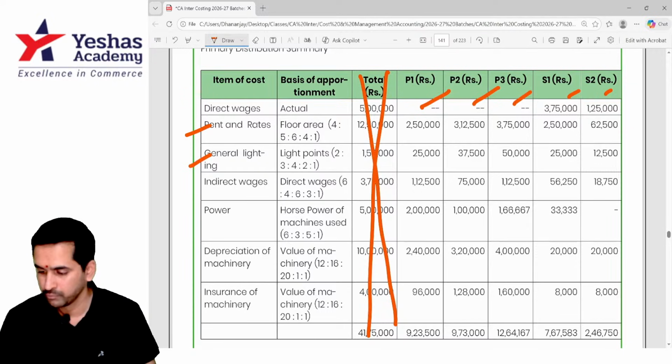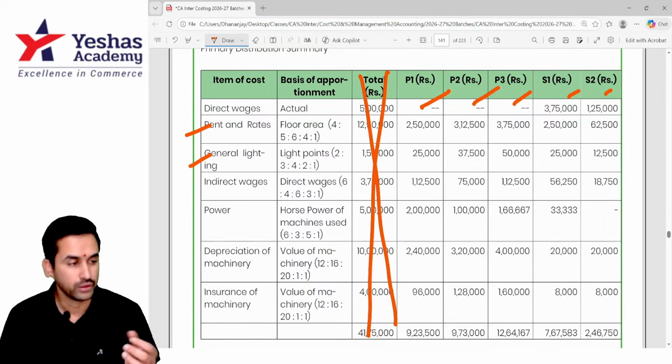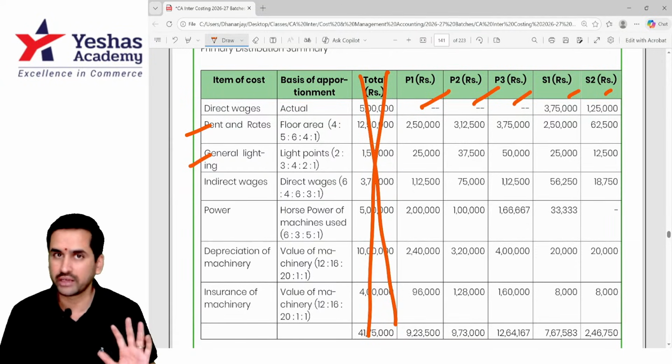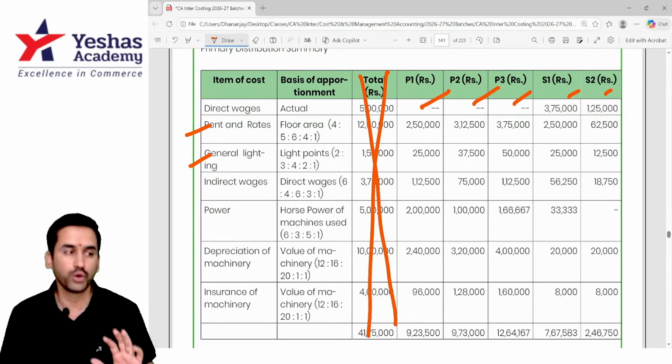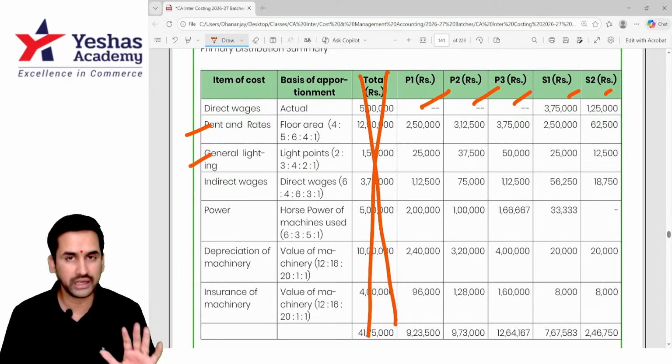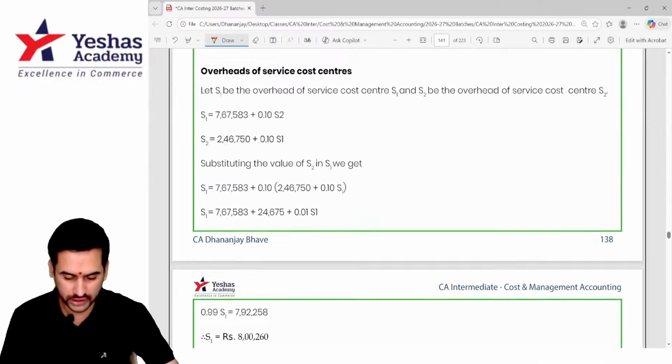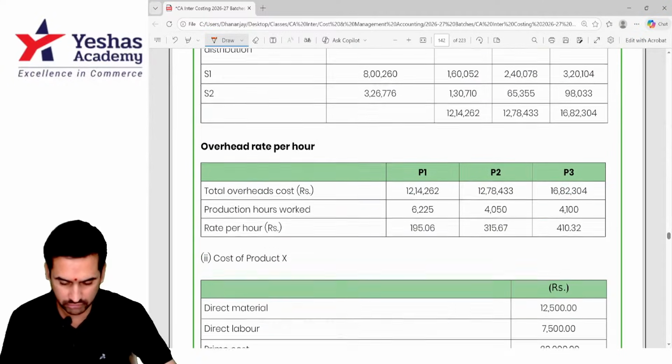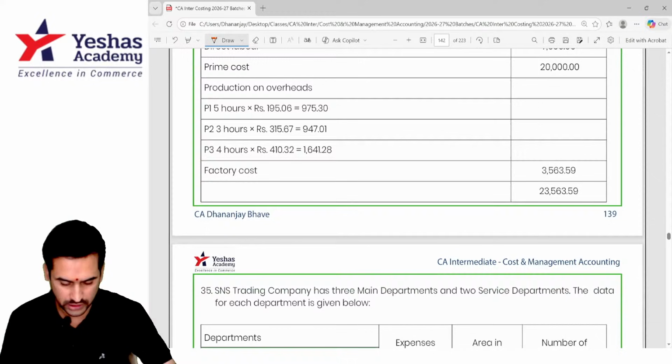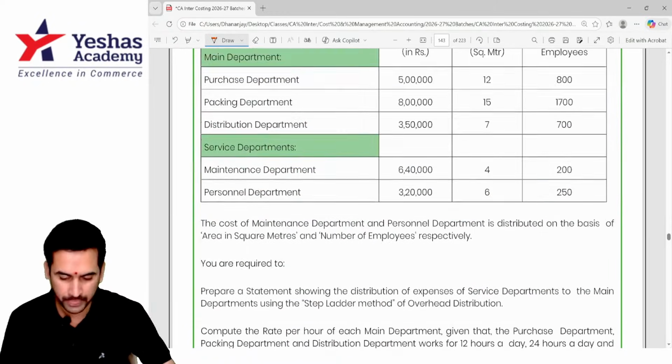Okay. Right. This is an easy question. Those who have time, solve it. Those who do not have time, at least go through. Reading is enough. Solving is not necessary because there is nothing new in this. Okay, moving on.